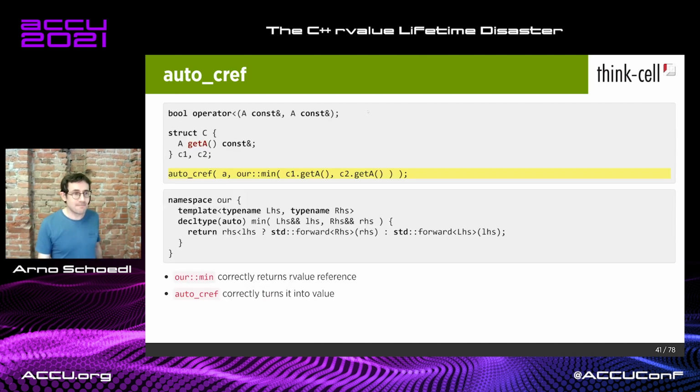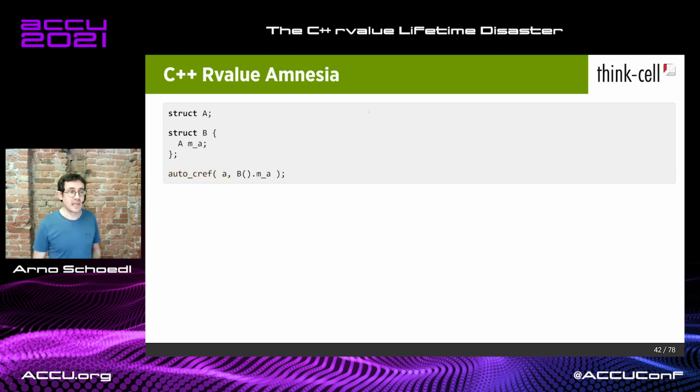All right, so let's see how that works with our minimum. Now we have the second puzzle piece. We had our min that does the forwarding. And if you combine that with the autocref, things actually start to work. So our min correctly forwards the rvalue reference. And then the autocref correctly reasons about the type and says, okay, this is an rvalue reference. It's going to go out of scope pretty soon. I better make a copy here, or a move, in fact.